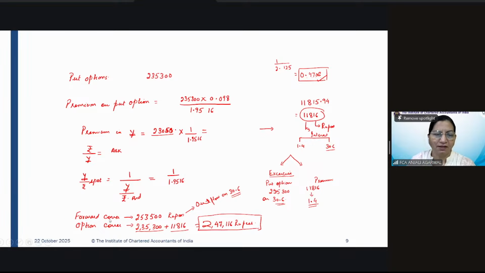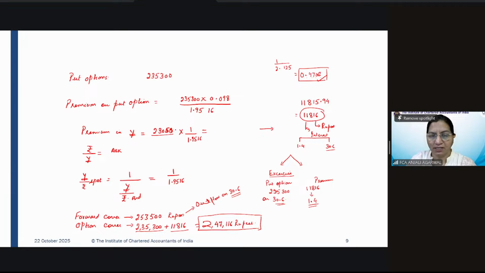Final answer. Outflow under the forward cover, 253,500. Outflow under the option cover, 247,116 rupees. Therefore, the outflow under the option cover is less than the outflow under the forward cover. Therefore, it is recommended to follow the option. Another benefit in option is that it is not compulsory.